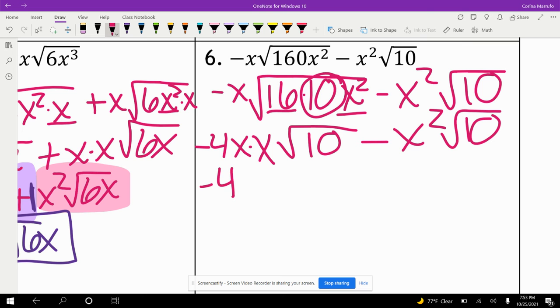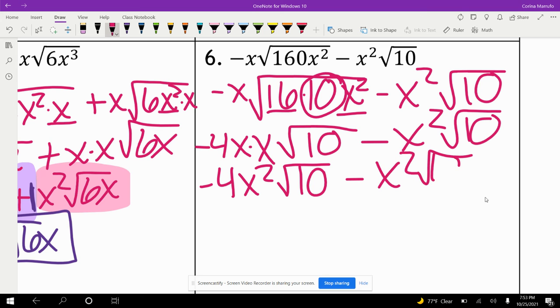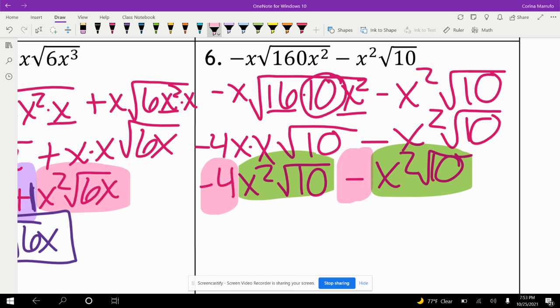I'm going to reduce this real quick. Negative 4x squared and the square root of 10 minus x squared and the square root of 10. If you notice, our like terms here are x squared and the square root of 10, x squared and the square root of 10. And then we just go ahead and look at the coefficient. So negative 4 minus, there's no number in the front. Remember, when there's no number in the front, it's a negative 1. So negative 5x squared and the square root of 10.